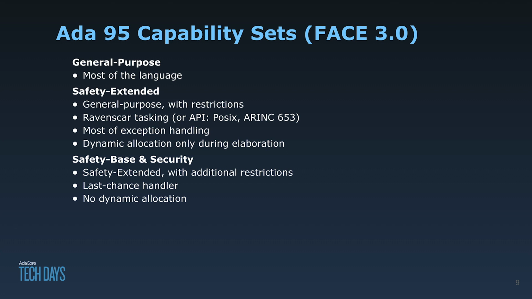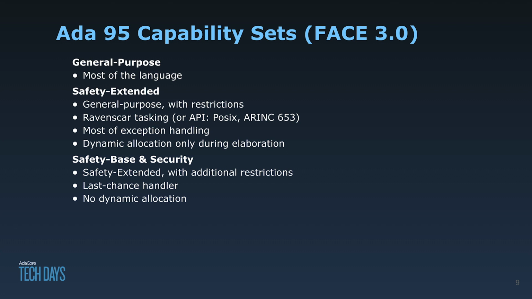In particular, instead of full Ada tasking, there's the Ravenscar subset, which is supported. Or if you don't want to use Ada tasking and Ravenscar, you can also use the POSIX API. Most of exception handling is supported. There are some restrictions in some of the implementation-defined functions and Ada.Exceptions. With memory management, dynamic allocation is supported, but only during the elaboration process. After package elaboration, no further allocations are allowed, and there's no unchecked deallocation.